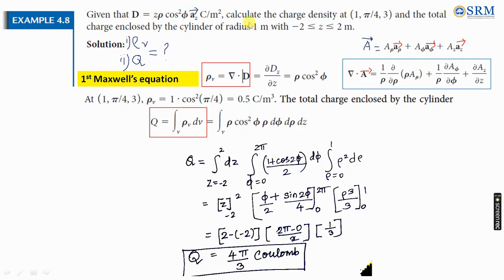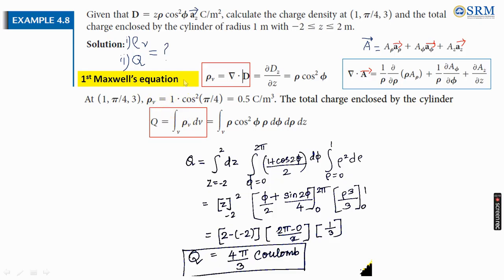And they are asked to find the charge density at this particular point. So substitute rho value as 1, phi as 45. If you know cos 45 degree is 1 by root 2, cos square 45 is 1 by root 2 the whole square. So I'll get 1 by 2, that is 0.5 coulomb per meter cube, because it's a volume charge density.